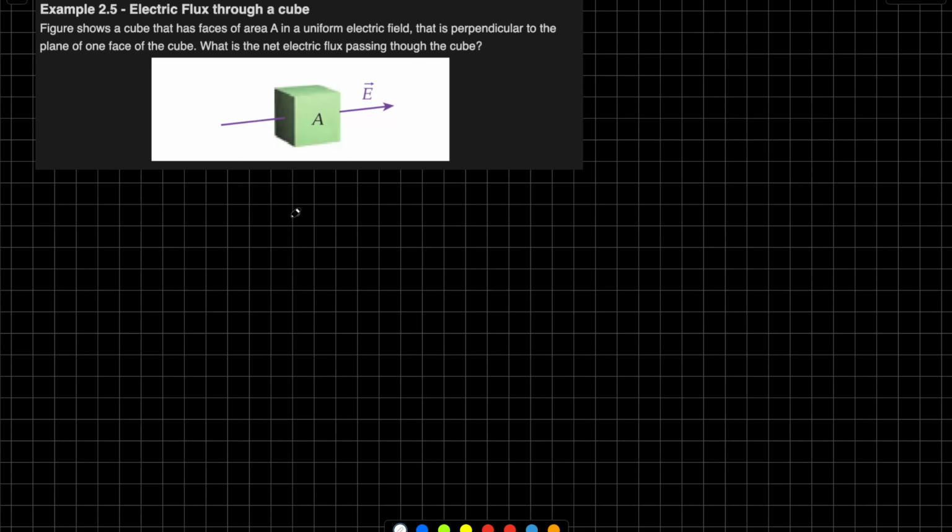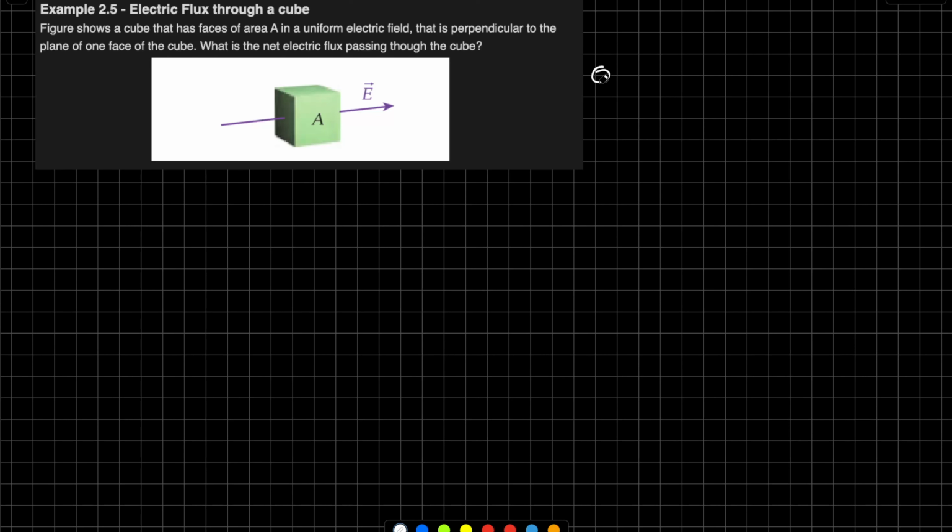Example 2.5, electric flux through a cube. Figure shows a cube that has faces of area A in a uniform electric field that is perpendicular to the plane of one face of the cube. What is the net electric flux passing through the cube? In this problem, we have a three-dimensional object in the electric field. We have a cube. A cube has 6 faces.